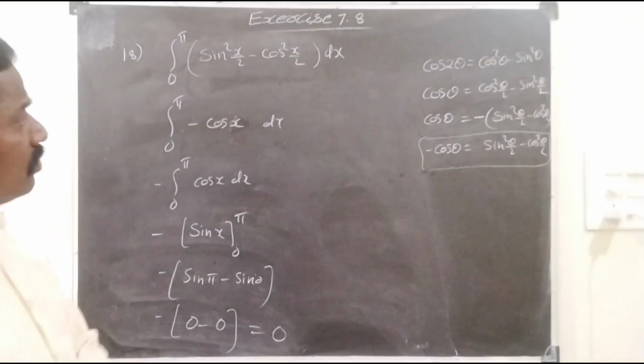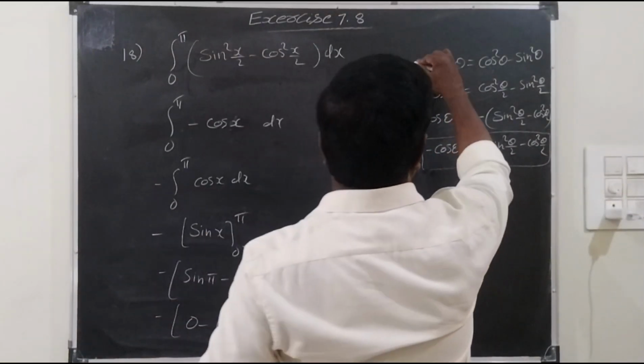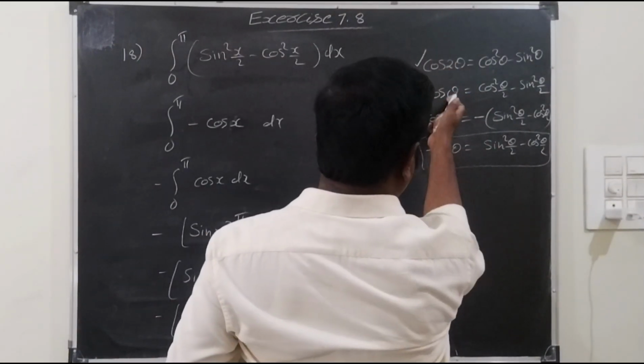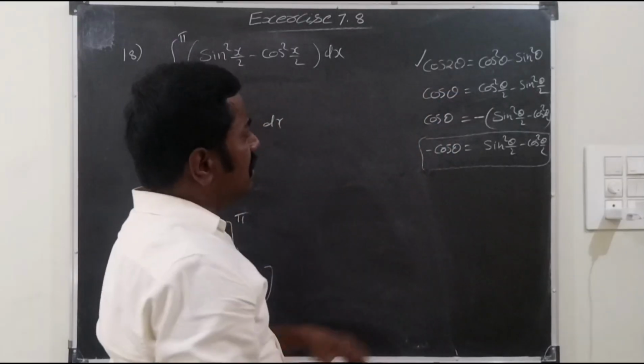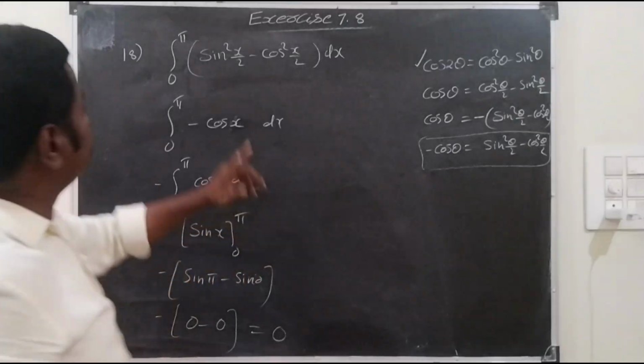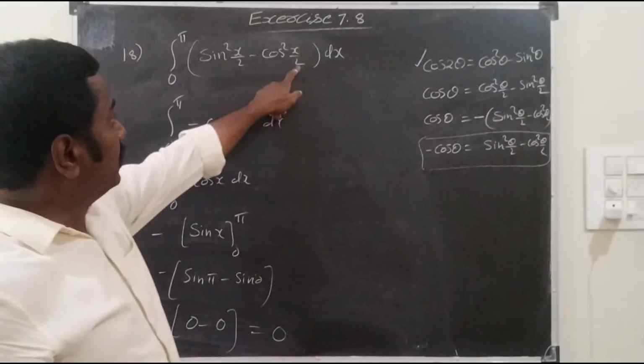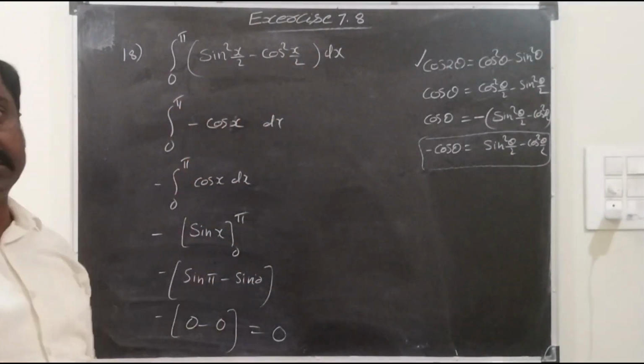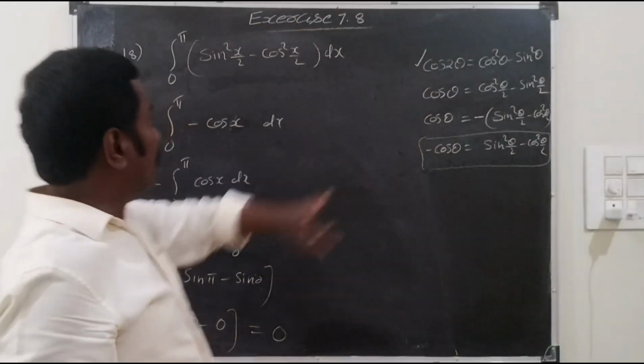That is the final answer. So this is a basic formula we should know. From the cos 2 theta formula, from the cos theta formula, we just take a minus common and multiply both sides with minus. Then sin square x by 2 minus cos square x by 2 is minus cos x. So these basic formulas are required.